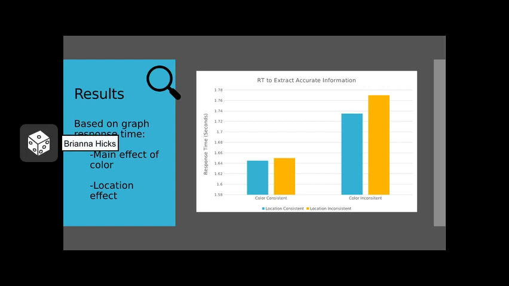Here are the results. The main dependent variable we looked at was the average time it took for the participants to extract the information from the graph. The results show that the graph response time was higher for the inconsistent color effect, so it took them longer to extract the accurate information. Response times were also faster when the location was consistent than when it was inconsistent.